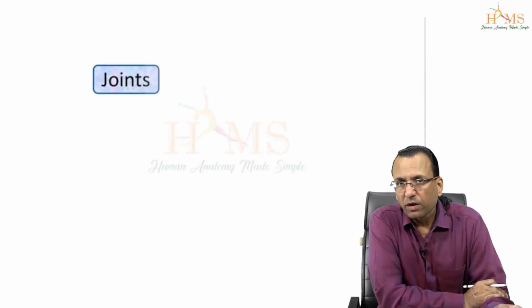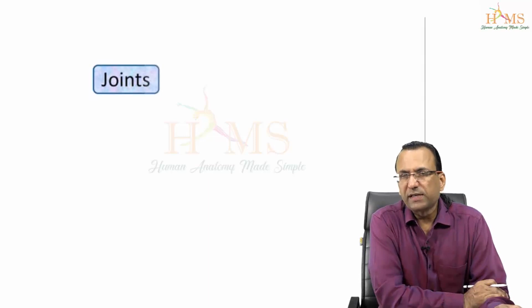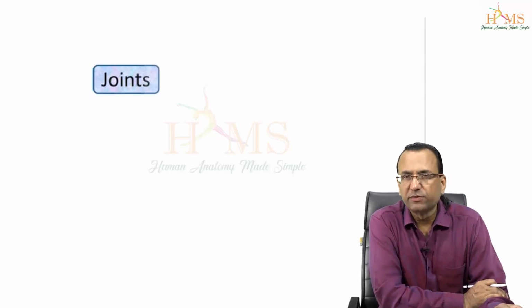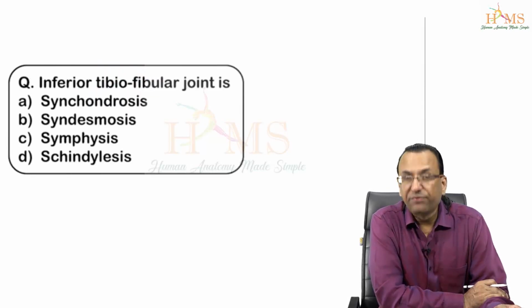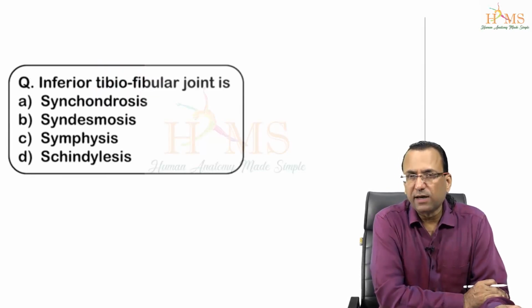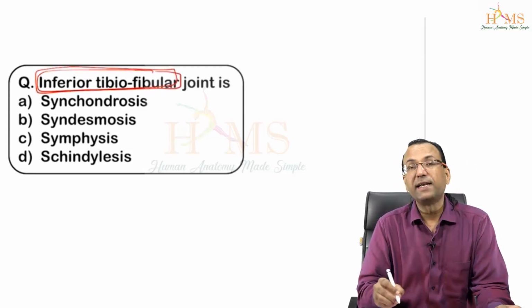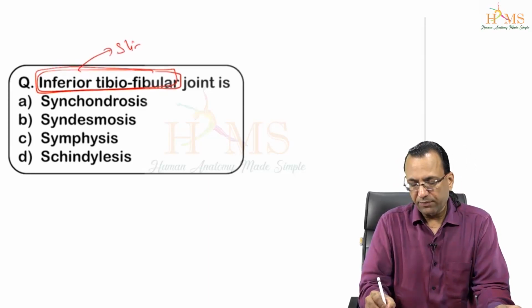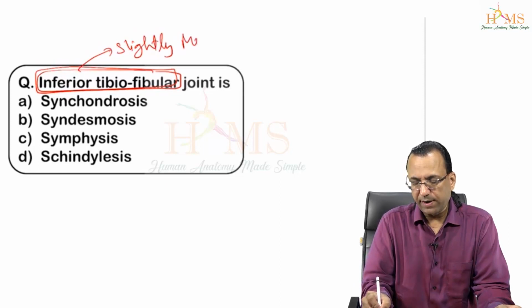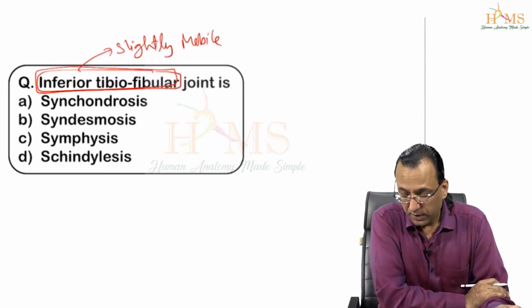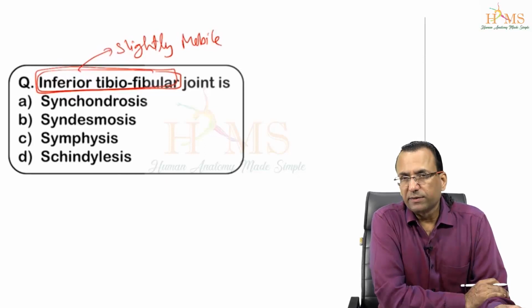Joints are classified into various types, and there are some examples which we need to memorize. You see, this is one question asking inferior tibiofibular joint. What do you think is the answer? Inferior tibiofibular joint, it is a slightly mobile joint. Now, if you say it is a slightly mobile joint, tibiofibular joint, it's a fibrous joint.